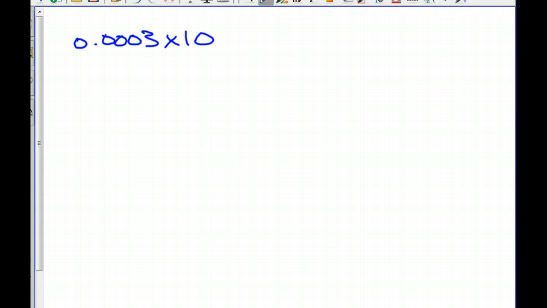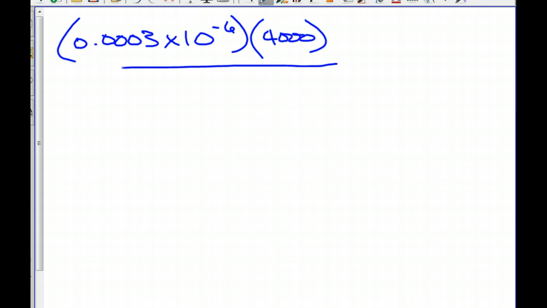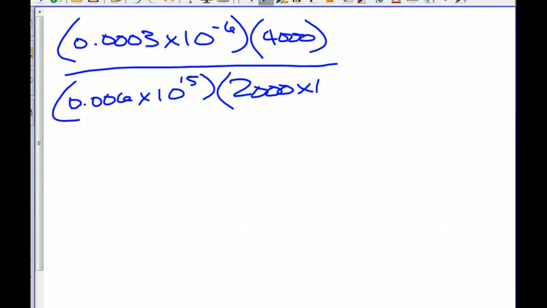0.0003 times 10 to the -6. You just said -10. Last one. And we're going to multiply that times 4,000. And then we're going to divide by 0.006 times 10 to the 15. Yeah, and then we're going to multiply that times 2,000 times 10 to the 4th.